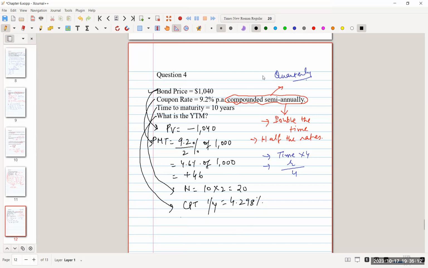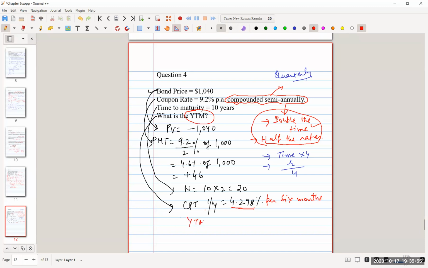We are supposed to calculate the YTM. As long as the compounding was annual, we could calculate interest per year, and whatever was the interest per year would be the YTM. But we have to take this one extra step because the compounding is being done semi-annually. And what did we do? We doubled the time, but we halved the rates. And these were the inputs that went into the calculation. So this also is a half-yearly rate, per 6 months. And YTM is always expressed as an annualized figure.